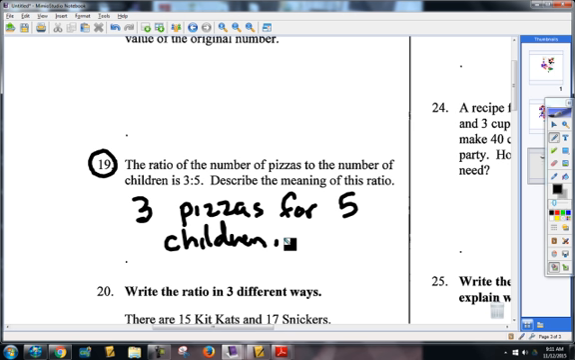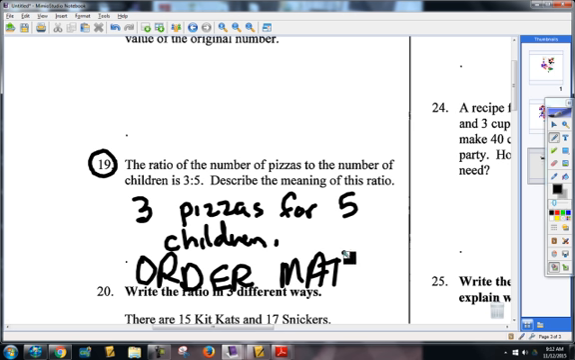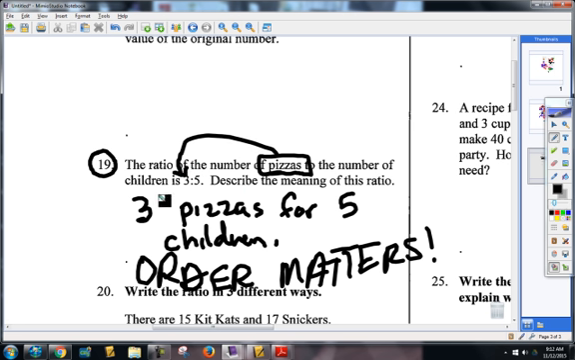Again, it comes back to one thing, guys. Everybody write this. This has everything to do with chapter 4. Order matters. Write it. Understand it. All it is asking is the number of pizzas. So I look here and say there are 3 pizzas, because pizzas is listed first and 3 is listed first. Children would be the second number. Or you could say there are 5 children for 3 pizzas. Same thing.